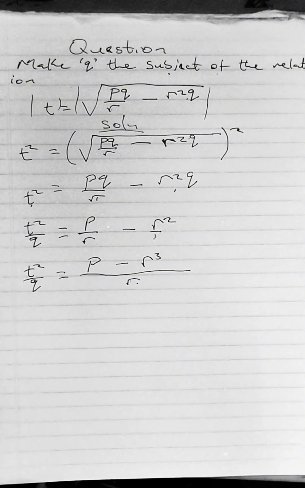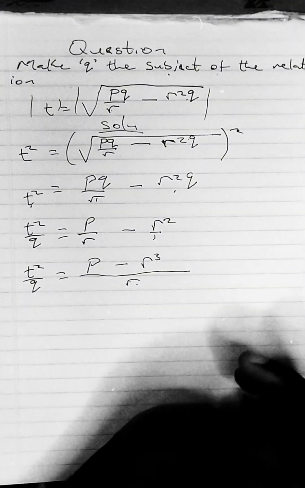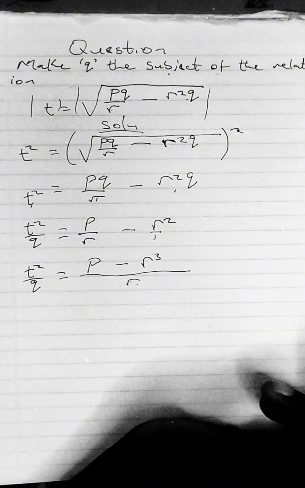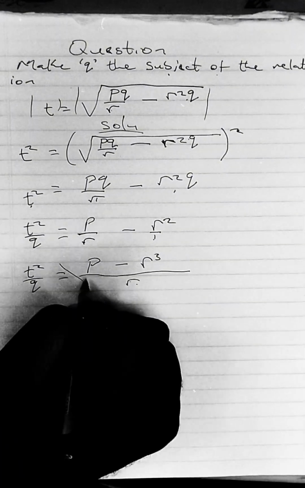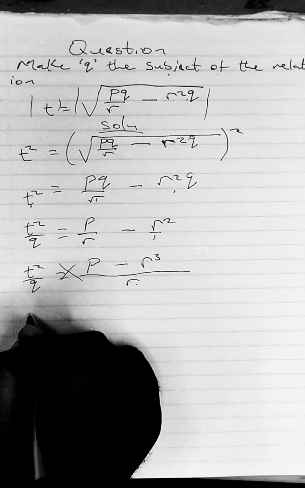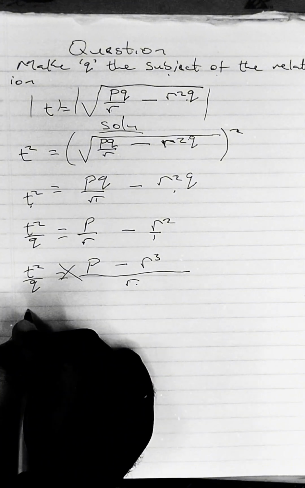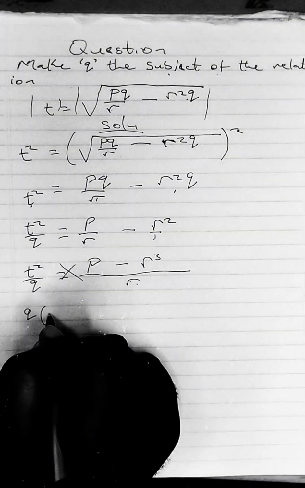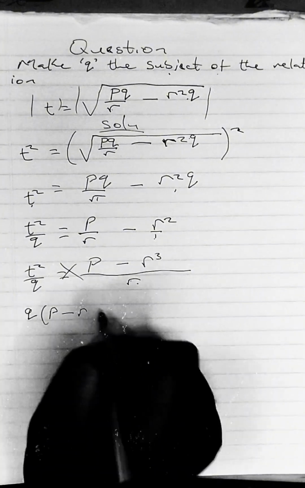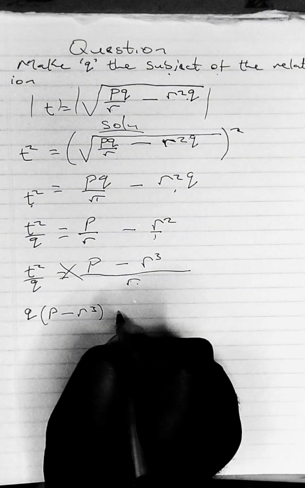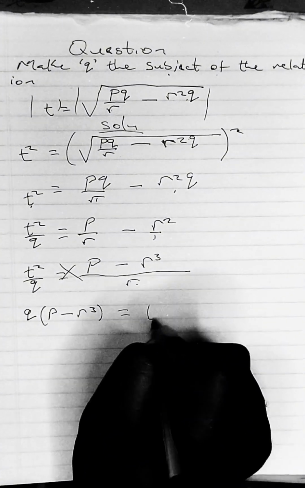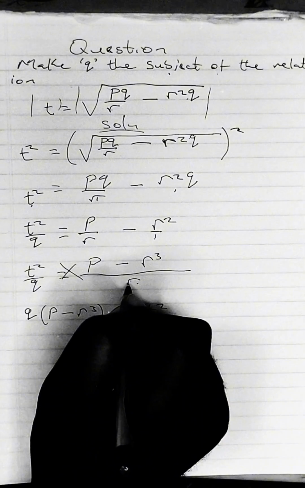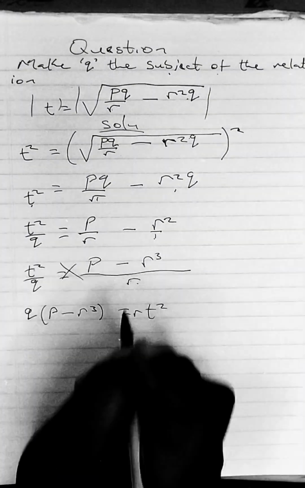Alright. So the next thing, depending on what you want to do, for me, I can cross multiply. And I could have Q times this will give what? P minus R cubed, close bracket, equals R T squared. That's R times T squared when you cross multiply.